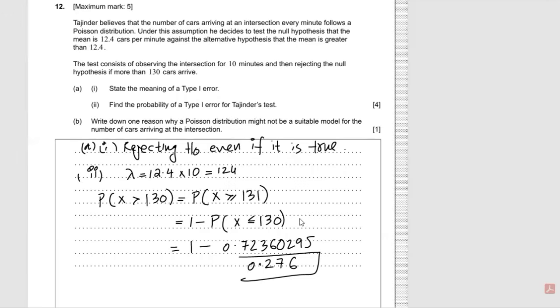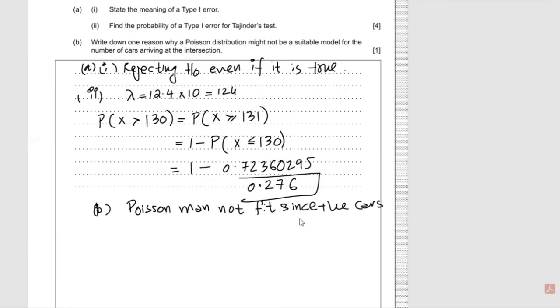So, what should we write? Let's say we can write for part B that the Poisson distribution may not fit since the cars don't arrive independently. I should have written Poisson distribution. So I think it's just a 1 mark question. So that's it.